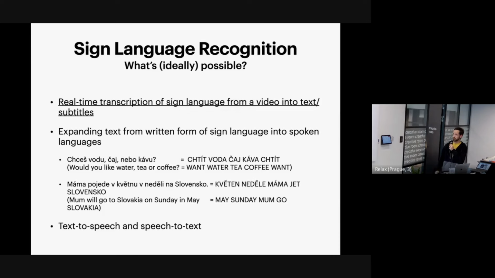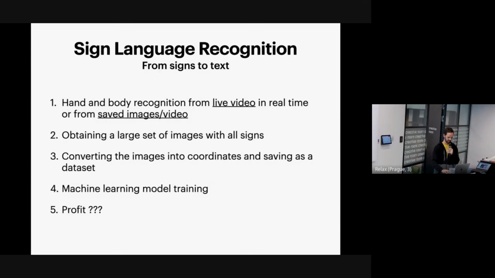In my prototype, due to time restrictions, I focused mostly on the first part, and that's the transcription of sign language to text or subtitles. How to do that? How to get from the signs to text?